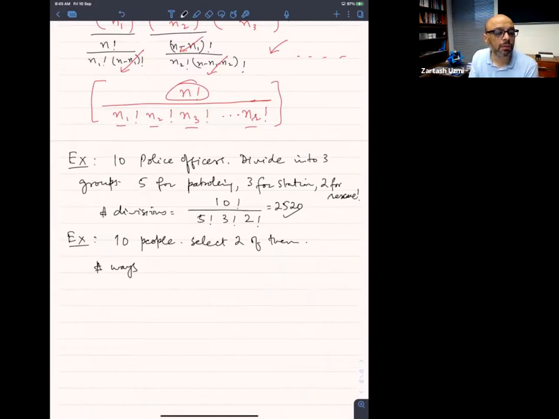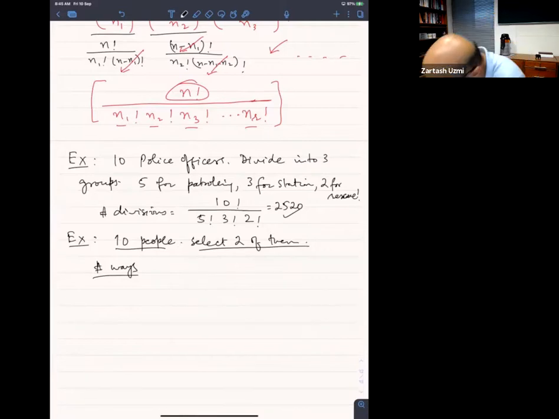Answers in the chat window. Mustansir says 10 choose 2. Anyone else? 10 people. Select 2 of them. How many ways of selecting 2 guys out of 10? This is simple combination. 10 लोगों में से आपने 2 लोग पिक करने हैं यार, कितना? 10 choose 2. And this turns out to be 45.